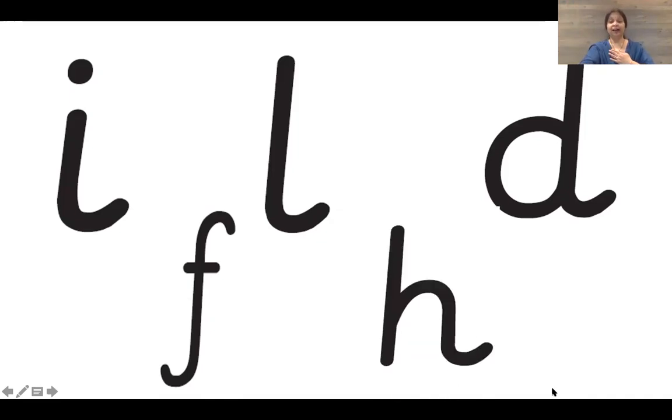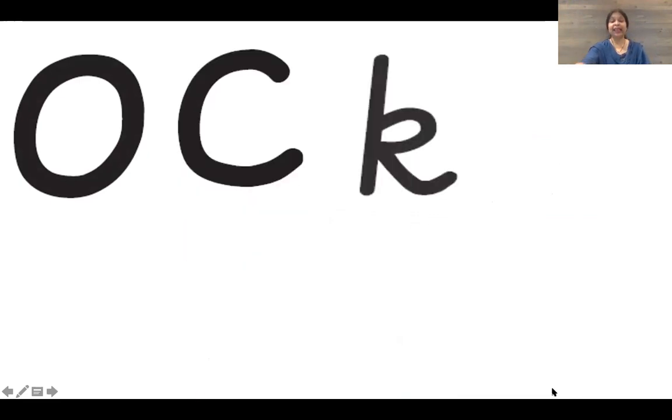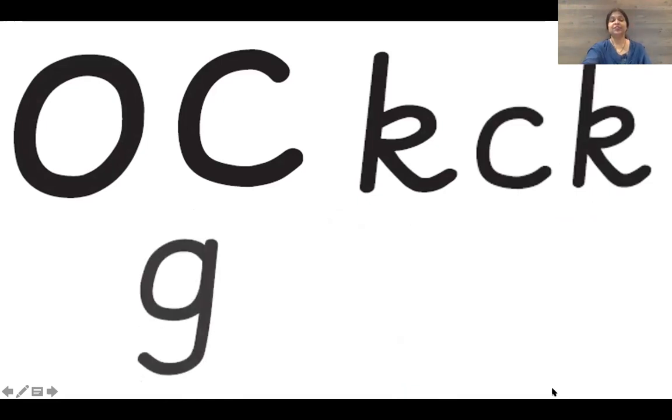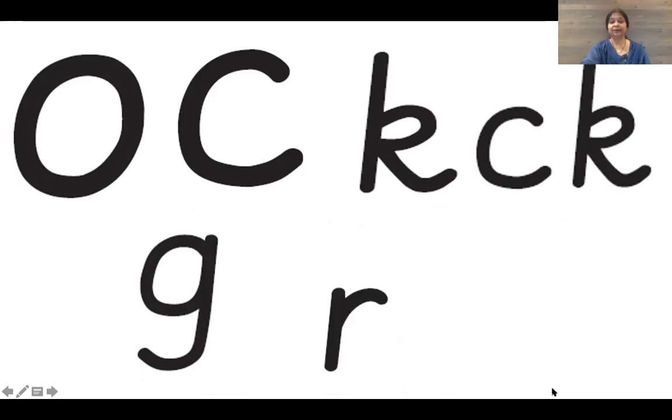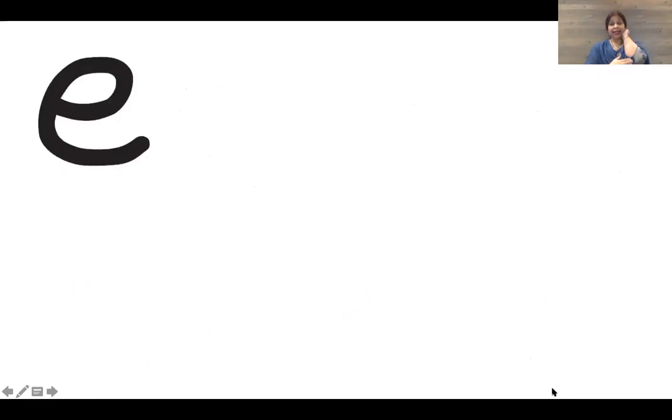H. O. O says O. And O also is a vowel. C. K. K. K also says K. And C, K together also makes the same sound. K. G. G. R. R. B. B says B. E. E says E. And E also is a special letter or vowel.